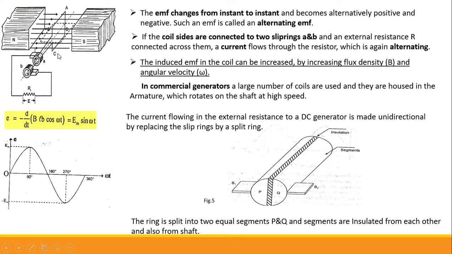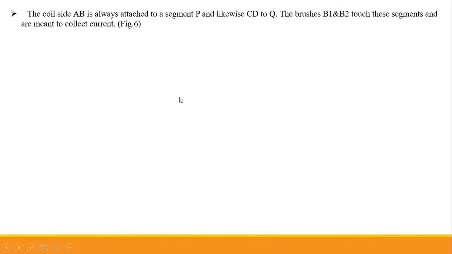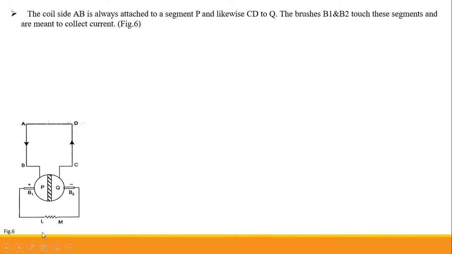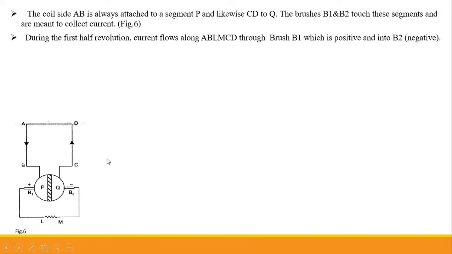The ring is split into two equal segments P and Q, and the segments are insulated from each other and also from the shaft. Here B1, B2 are brushes. The coil side AB is always attached to a segment P. Look at the diagram 6. Coil side AB is always attached to a segment P, and likewise CD is attached to Q. The brushes B1 and B2 touch these segments P and Q and are meant to collect current. As I said earlier, brushes are used to collect the current.